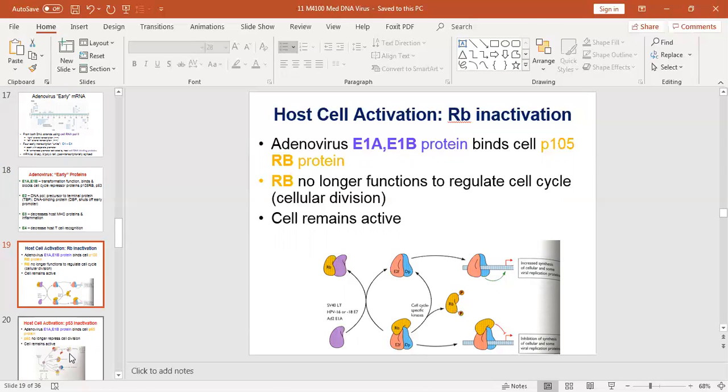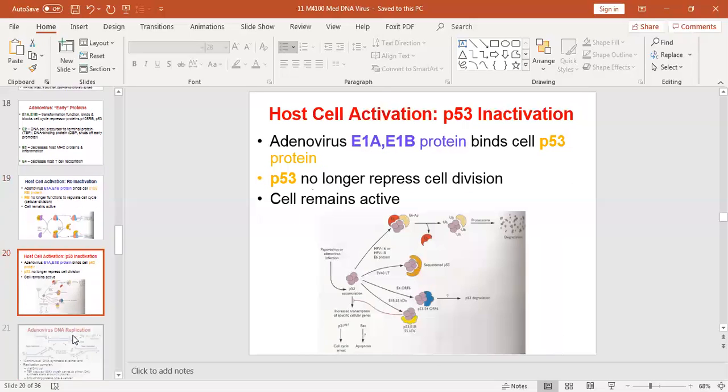Remember, a couple lectures ago, we talked about RB, that there are these two transcriptional activators, DP and E2F, that RB binds to them to regulate them. RB gets phosphorylated and inactive. So one of the functions of this viral protein E1A/E1B is to come and basically sequester RB, take it away from the environment, so E2F and DP are constitutively active, and there is an unchecked cell cycle going on in the virally infected cells.